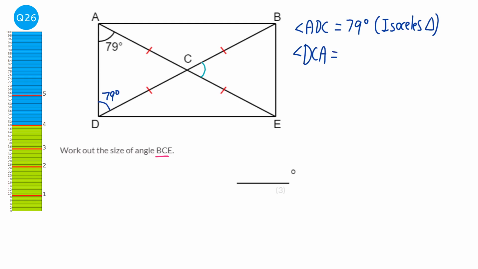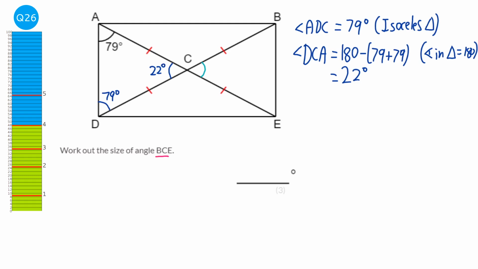And to work out what this angle is, we're going to take it away from 180. So we're going to do 180, take away the 279s we've just worked out. And the reason for that is angles in a triangle equal 180 degrees. Okay, so when we do that, we do 180, take away the 158, and we're left with 22 degrees. So we know that this is going to be 22 degrees.